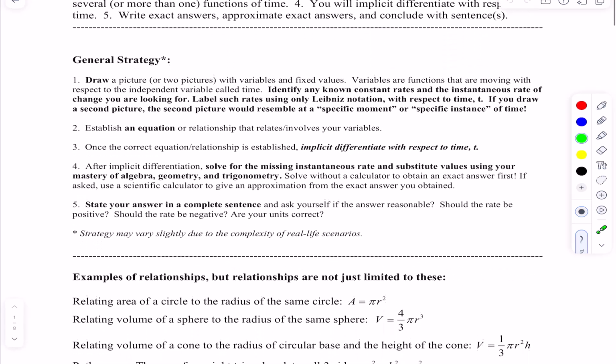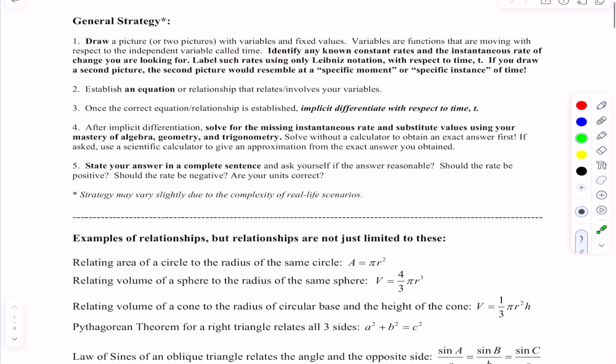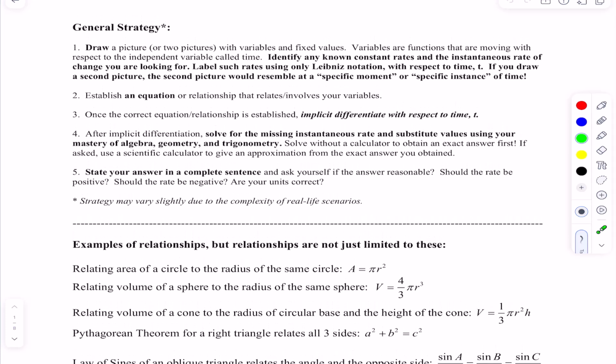The general strategy for related rates is to draw a picture or two. If you're going to draw a second picture, I recommend that you draw that picture to indicate a specific moment or specific instance of time. We're going to need to label rates using Leibniz notation. The second step is to establish an equation that relates your variables in the context of the story.